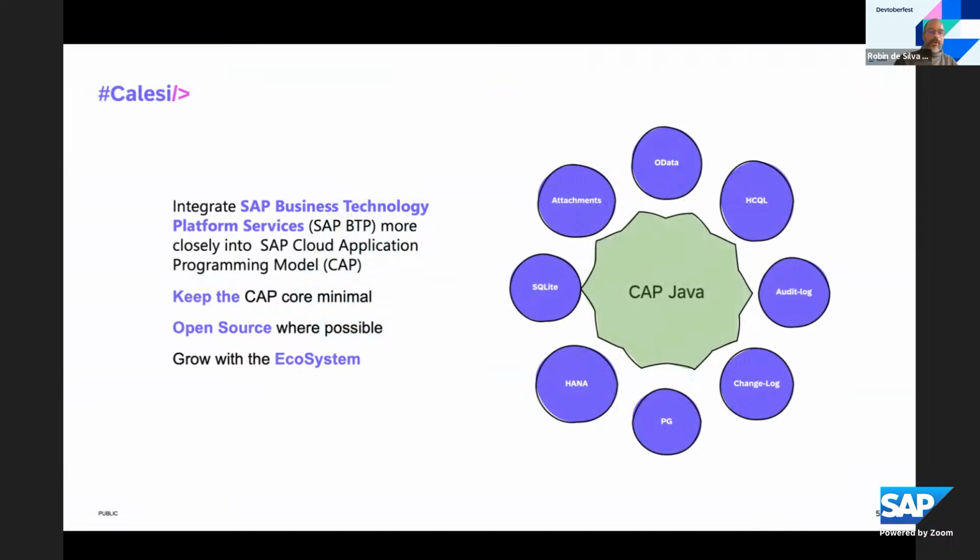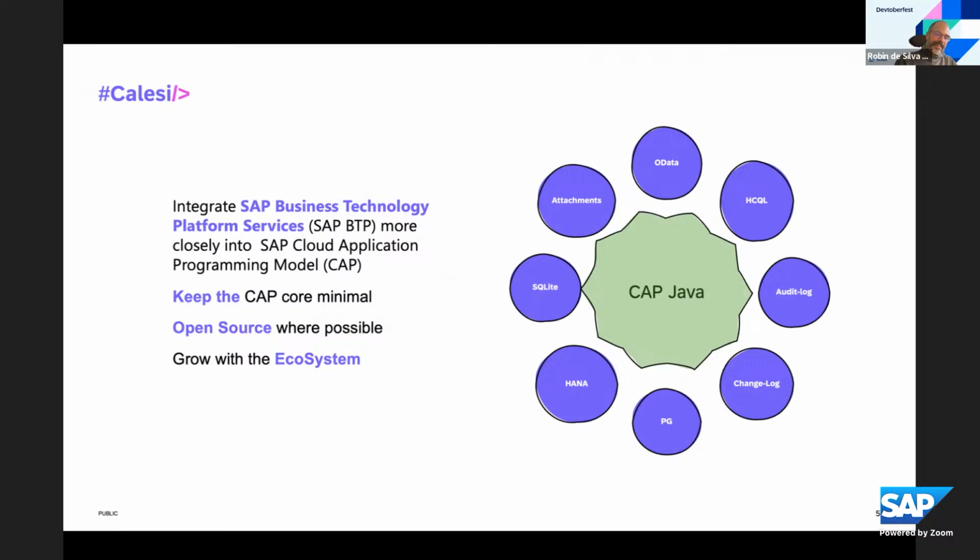So a little bit more about the plugins that we can have. Inside SAP, we have the so-called CALESI plugins, CAP level service integrations. This is basically the integration of CAP into the SAP Business Technology Platform, or better, its services. The BTP offers a lot of services, and if you want to integrate your application with the services, you need some integration code and logic.